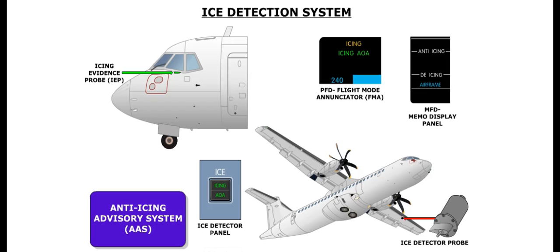We will now look at the individual components of the ice and rain protection system. We will start out with the ice detection system. The anti-icing advisory system, or AAS, consists of two probes and several indications.